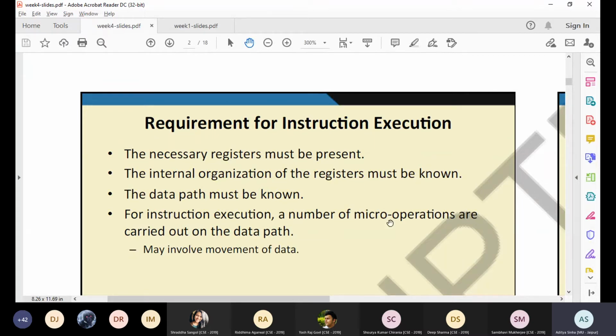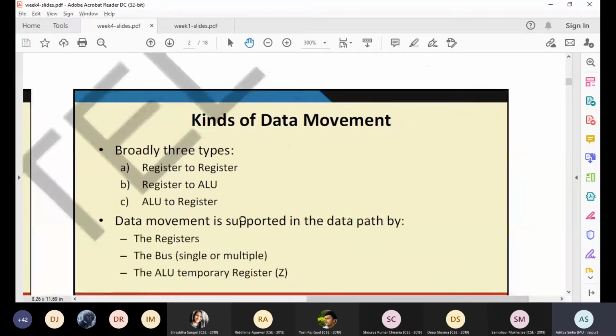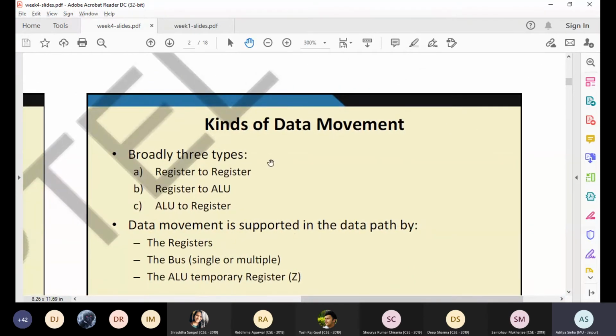So for instruction execution, a number of micro operations are carried out on the data path, mainly involving movement of the data. Micro operations, we'll see there is a section for it in this unit. We'll discuss how various micro operations are performed on this data path to get our result. The data movement can be broadly classified into 3 categories: register to register data transfer, register to ALU data transfer, and ALU to register data transfer. These are the 3 movements.